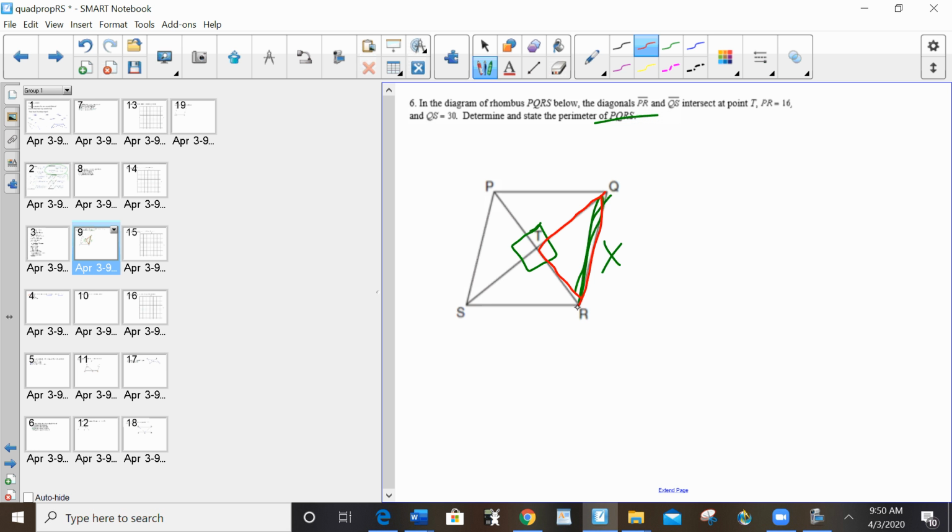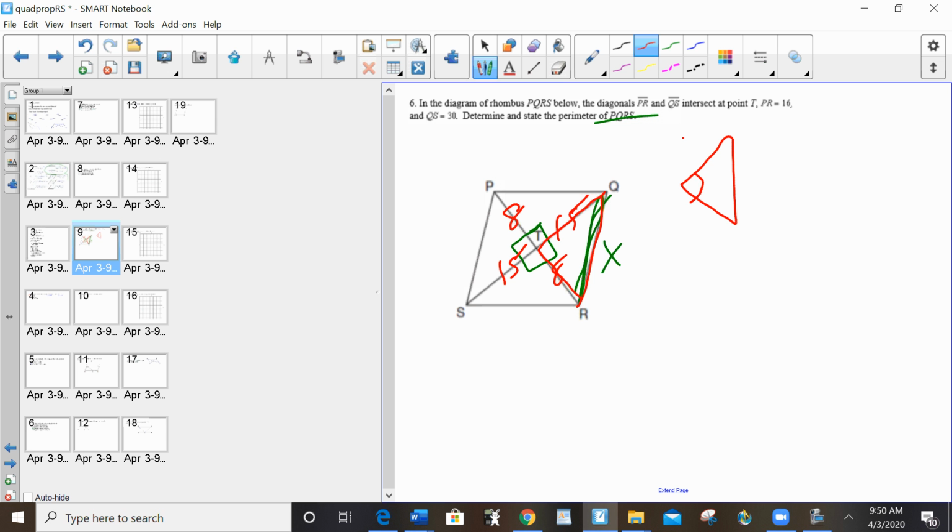So if PR is 16, then this must be 8 and 8. If QS is 30, then this must be 15 and 15. Because diagonals bisect each other, they cut each other in half. So what do I have? Let's redraw it here.